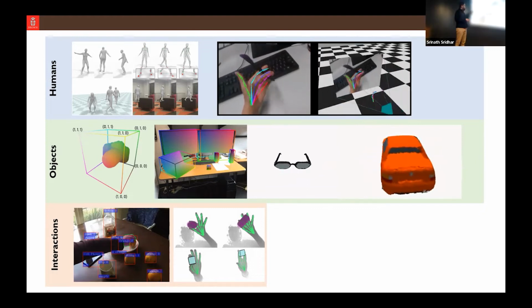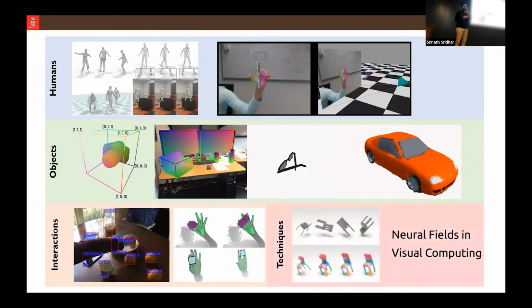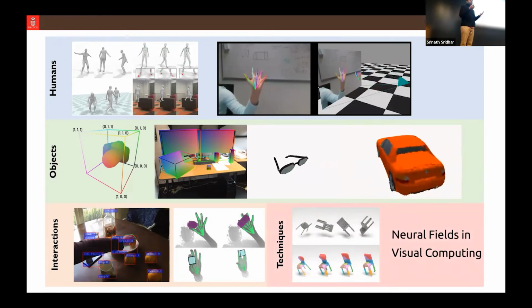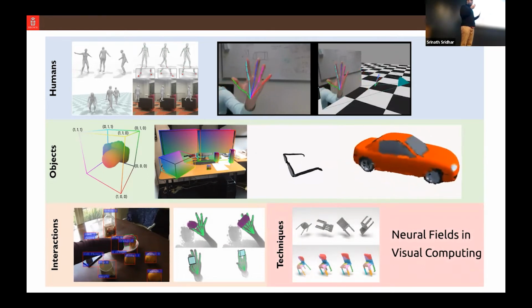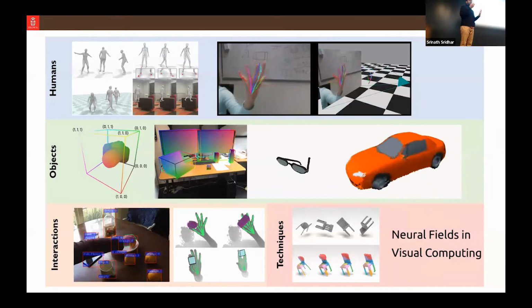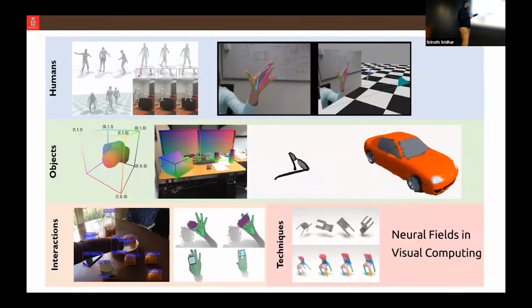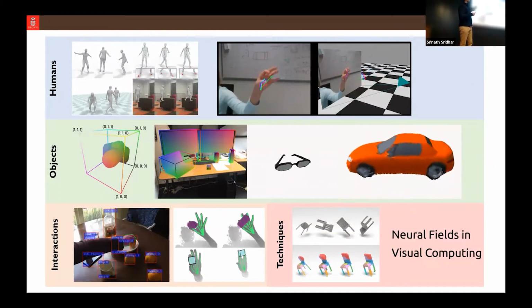And of course, to achieve all of these tasks, we also work on fundamental techniques. And these techniques include the theory of 3D computer vision, neural fields that are more and more being used in the computer vision community for solving these kinds of tasks. And these techniques plug into any one of these different areas that you see.